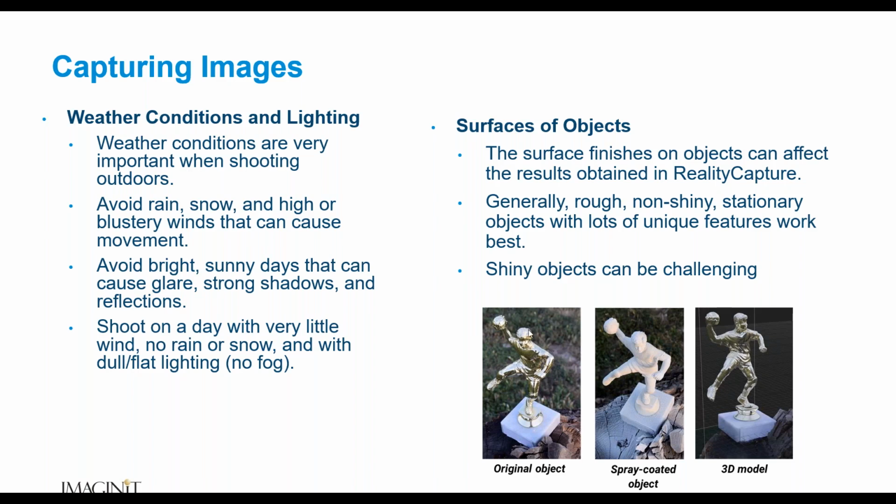With objects as well, we want to avoid shiny objects. Okay. We can take shiny objects. Obviously, you can see here, there's some tricks that we can use. But to get the best detail, we don't want those reflections. We don't want that shine. So generally, you want a rough, non-shiny, stationary object with lots of unique features. They can be done, but like I said, it's going to be challenging to do that.